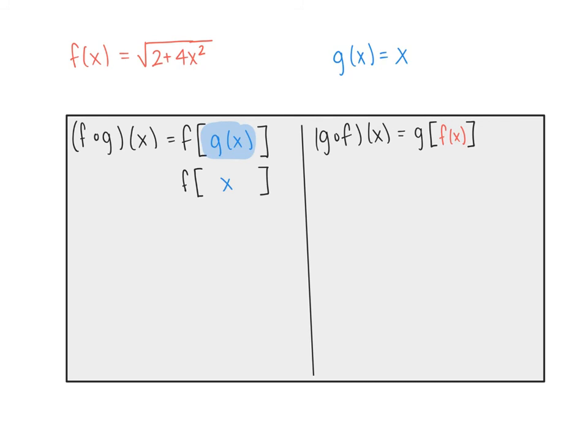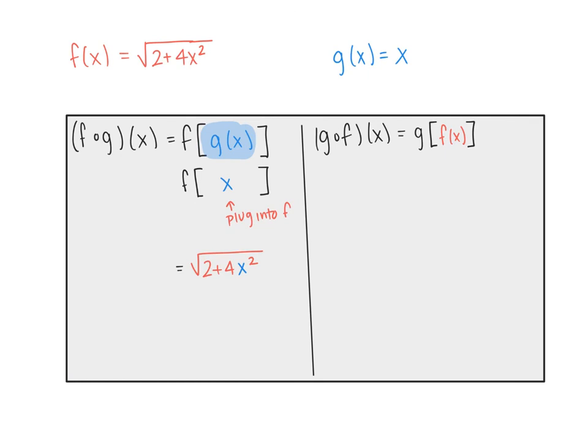This one's kind of basic, if you will. So I'm going to plug this into f everywhere I see an x. I had the square root of 2 plus 4x squared, and I'm plugging in g of x, which is x. So you actually end up with the same equation, and that's only because g of x is x, if that makes sense. Okay, so that's my final answer. I can't simplify that anymore.